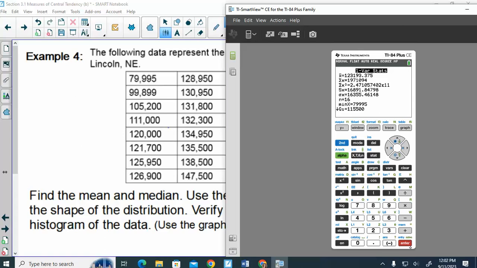So the first question I asked was for the mean. So mean, that's x bar, 123,193.375. So I have my mean.